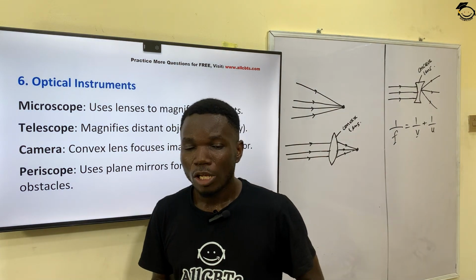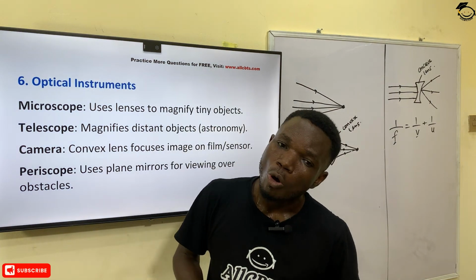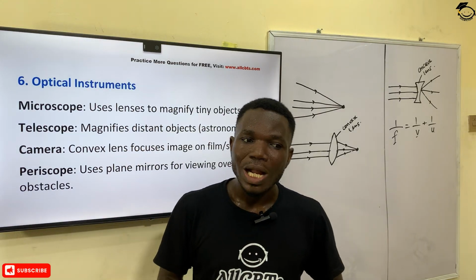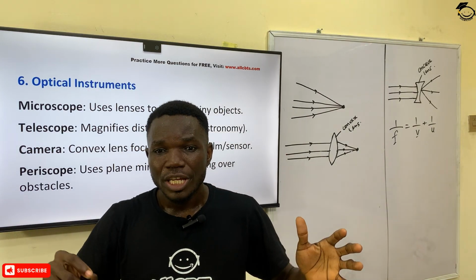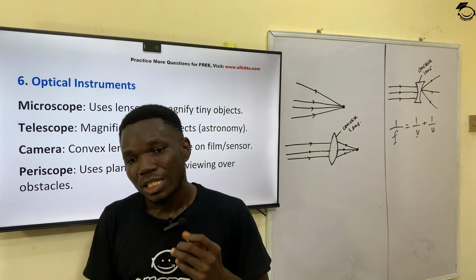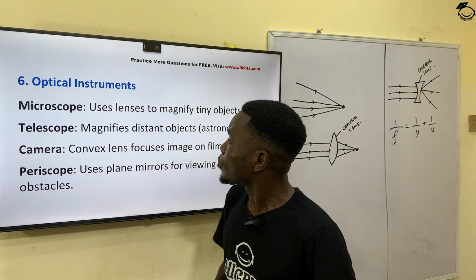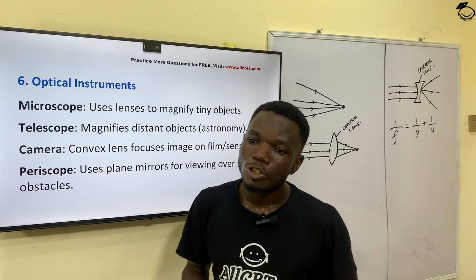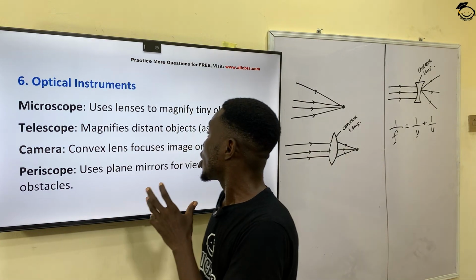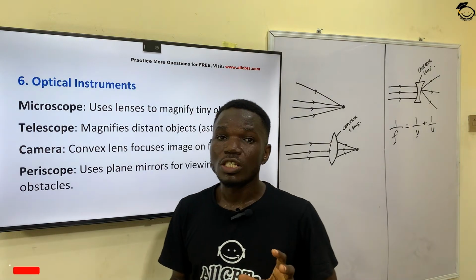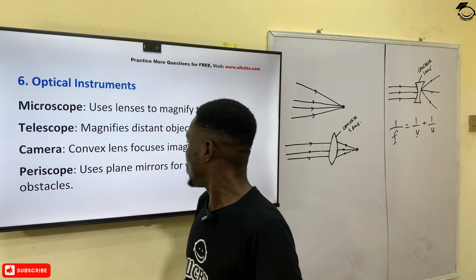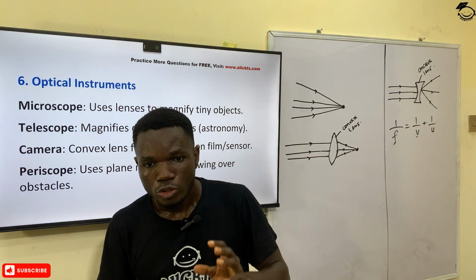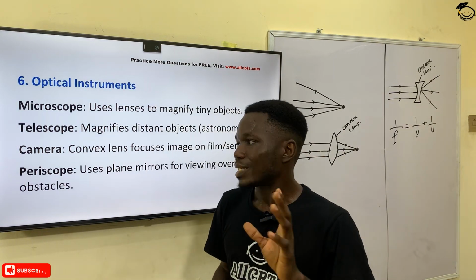We also have the telescope that magnifies objects that are what? Very far. They use it in astronomy. So the telescope is used for what? Magnifying distant objects. So if you want to look at the stars and see them in their large form, what they use is the telescope. We also have cameras, like your small cameras used for snapping pictures. They use convex lenses to focus images on the film. So they focus images on the film or the sensors using convex lenses.